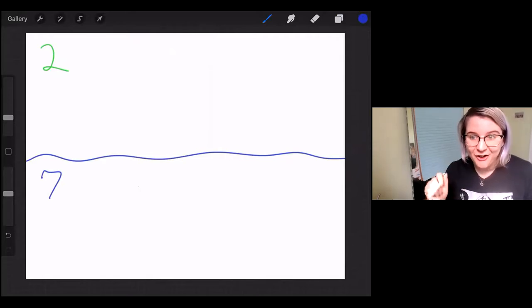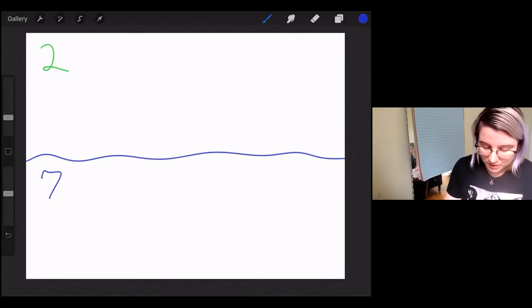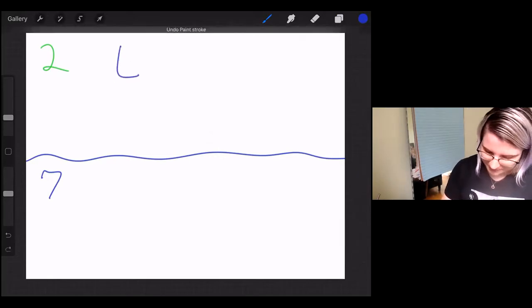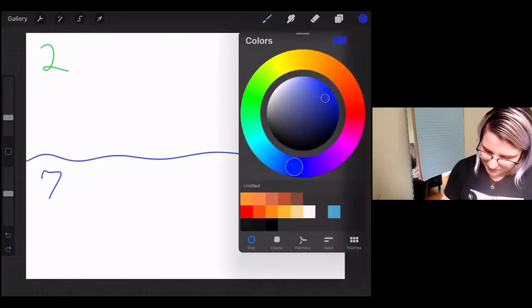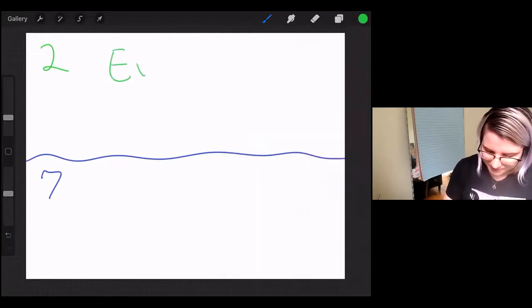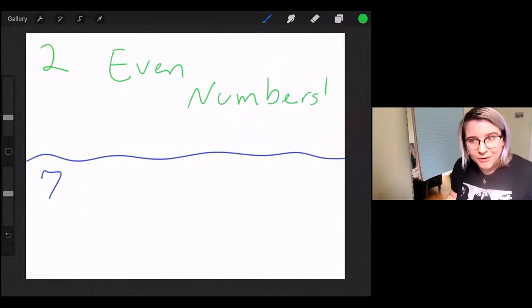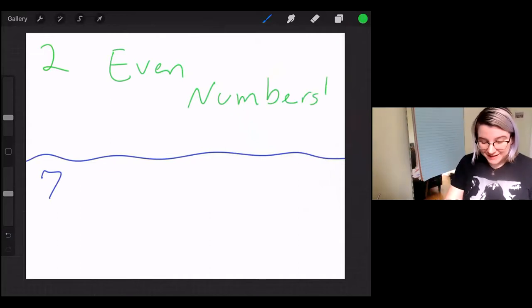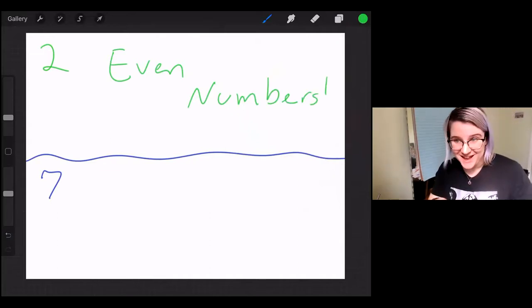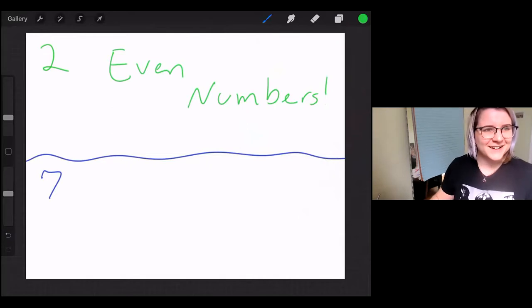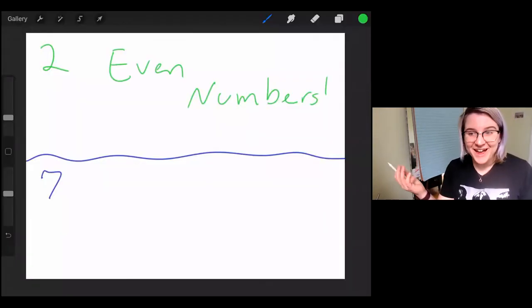I know that all multiples of 2 are even. Let me put that in green. Are even numbers. I don't really need to list them out. All I need to do is list the multiples of 7 and see how many of them are even numbers. Super simple, right? So let's go ahead and do that.